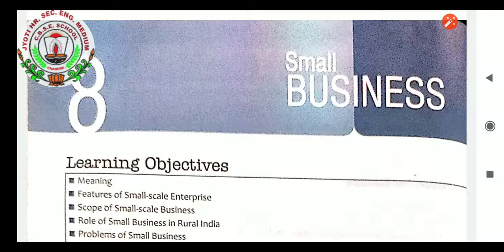Today we are going to start a new chapter after the sources of business finance. The next chapter is small business. First of all, the meaning of small business, students. What do you think small business is? The business which is started with a small investment is known as small business.